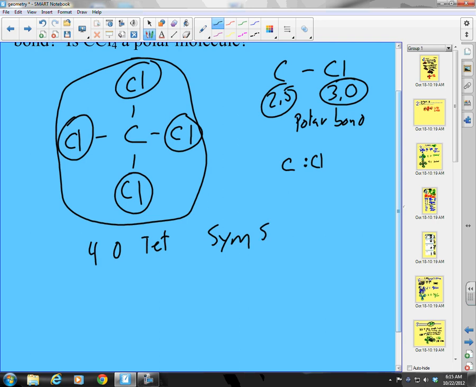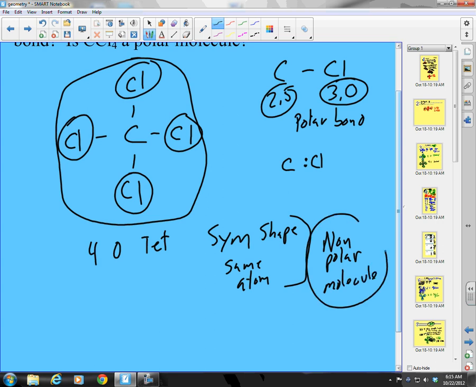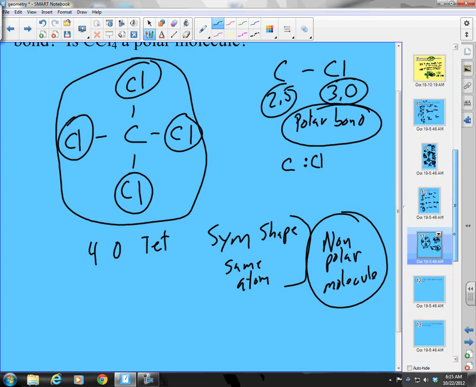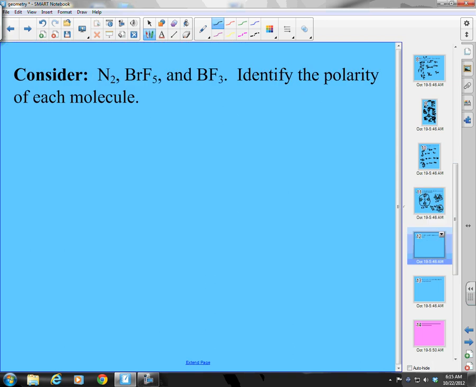So this is a symmetric shape, and I have the same atoms around. They have the same electronegativity, right? Same atoms surrounding my central atom, and so what do we conclude? This is a non-polar molecule, which points out an interesting thing. I can have a non-polar molecule with 4 polar bonds in it. Got it? Okay, cool. Here you go. You try this one. Freeze me and bring me back when you're ready.